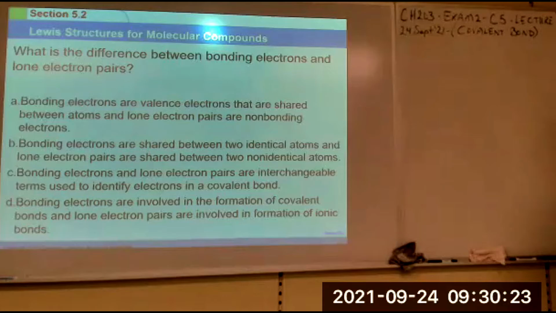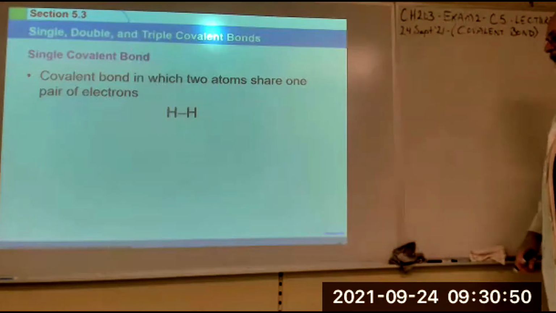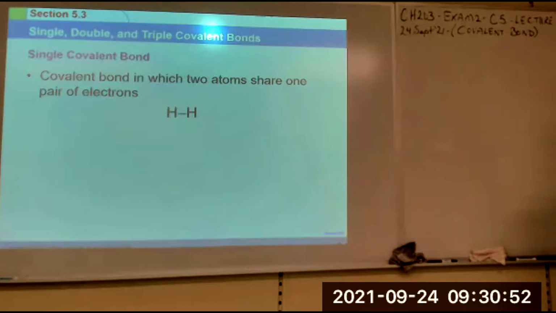What's the difference between bonding and non-bonding electrons? Bonding electrons are valence electrons that are shared. And the non-bonding are lone electron pairs that do not participate in bonding. But they're still valence electrons. Both types are valence electrons. We're not even talking about core electrons right now. I mentioned earlier, 1 dash is a single bond, 2 electrons.